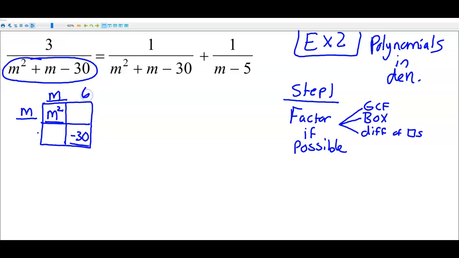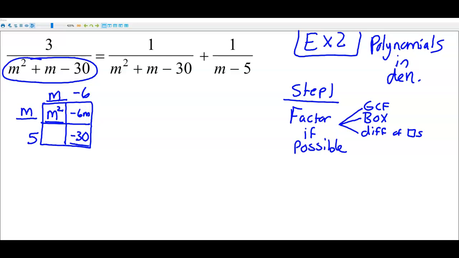We could do 6 and 5. Now, one of them has to be negative. Which one do you guys want to make negative? Okay, I'm going to make the 6 a negative. Now, I already know it's not going to work, though, so don't put the negative next to the 6. But I want to show you how you know. You're filling your box.